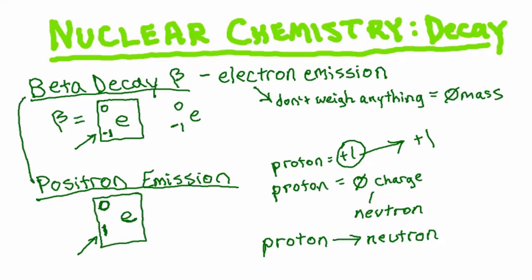So as you can see, this is why I wanted to put these together for you, because they're the opposites of each other and they're written almost exactly the same. Beta decay has a negative 1 at the bottom left because it's giving away an electron and a negative charge. So that turns the neutron into a proton.